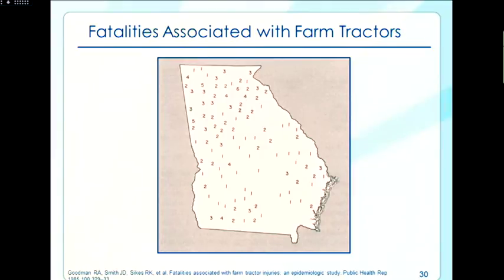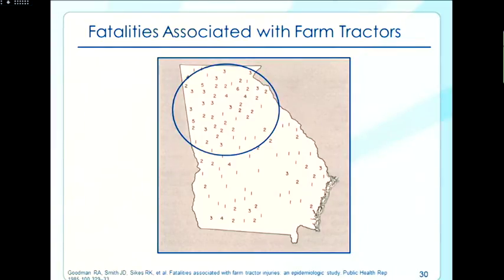And this map describes the where of the tractor-associated deaths, with the numbers showing the number of deaths and where they occurred in the state of Georgia. You can see that more deaths are actually occurring in northern Georgia. In fact, this part of Georgia is more mountainous and has more rugged terrain. Fewer deaths are happening in southern and central Georgia, where the land is actually flatter.